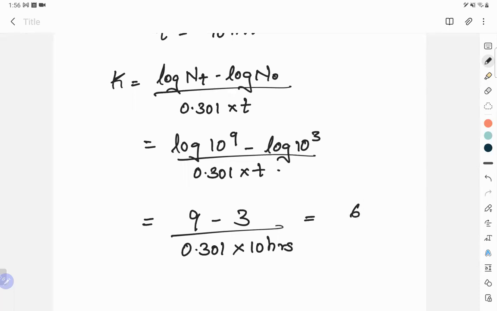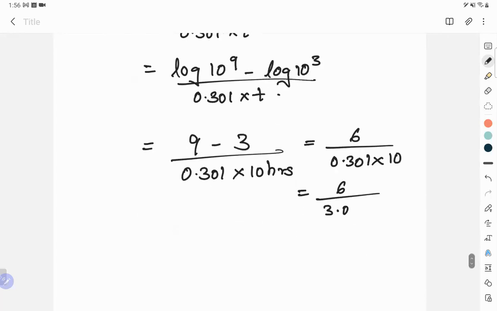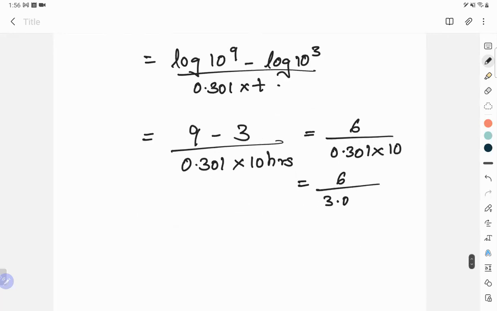6. 0.301 into 10, so I can write that as 3.01, which is nothing but 3. Okay, so I'm going to consider that as 3. So that's going to be what? 6 divided by 3, that's going to be 2. 2 generations per hour. This is going to be my mean growth rate constant. 2 generations per hour में, ठीक है?